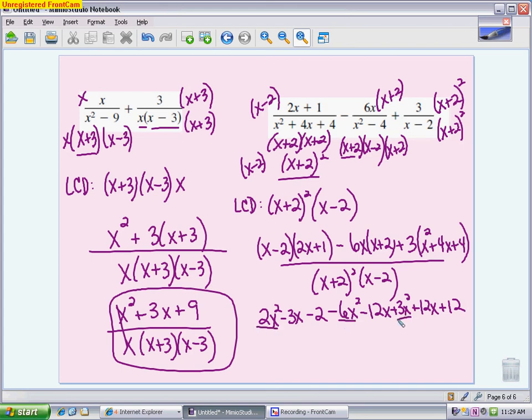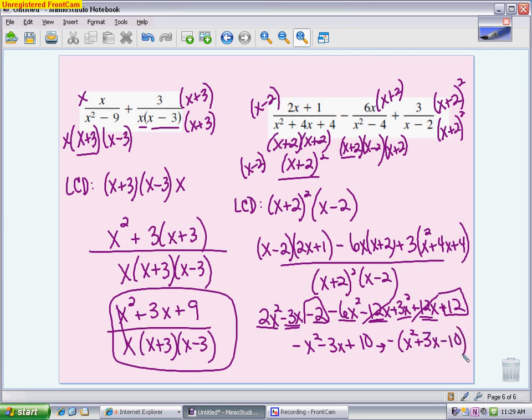So all my x squareds, 2 minus 6 plus 3 gives me negative 1x squared, or just negative x squared. Negative 3x, negative 12x, and 12x: the negative 12x and 12x will cancel. So I just have the minus 3x. And then my minus 2 and plus 12 give me plus 10. I'm going to factor a negative out. I don't like a negative leading coefficient, so I get x squared plus 3x minus 10.